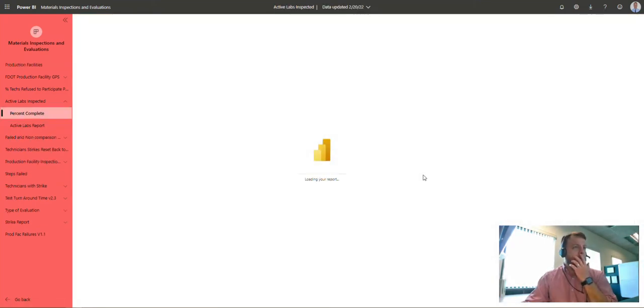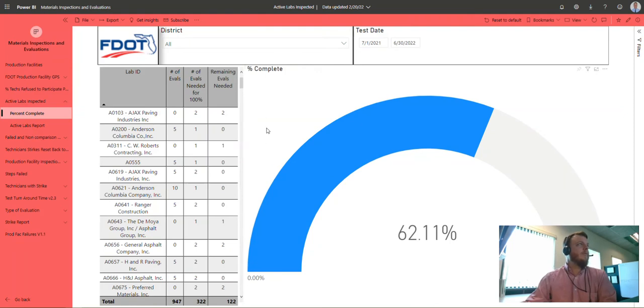This is a report that used to go out quarterly from state materials. Now it just exists here, so you can look anytime. This is the percentage of labs that have been inspected that are currently active in each district over a time period. So again, this usually happens over a fiscal year.